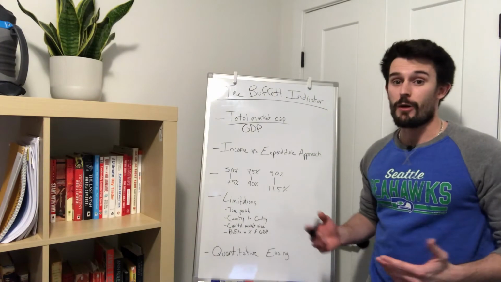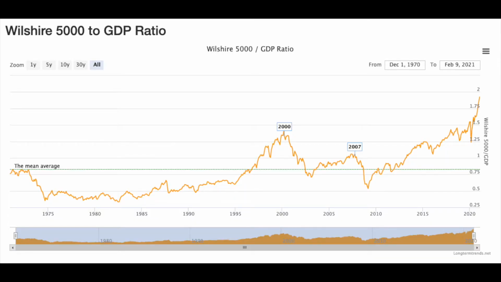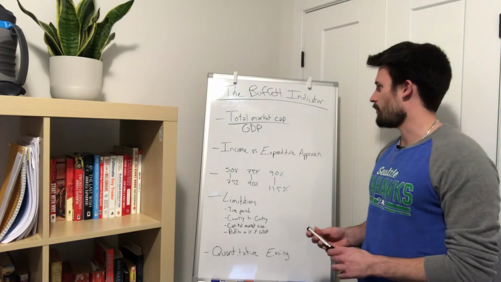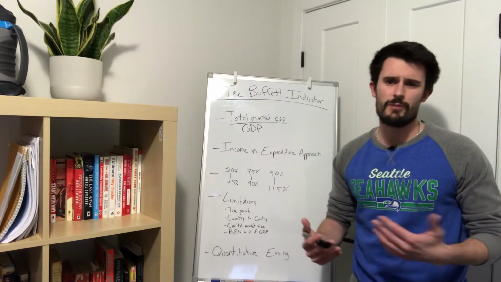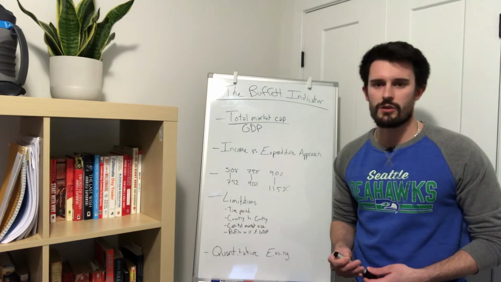Okay, in today's video, I want to talk about that famous Warren Buffett indicator. If you follow me on Instagram or Twitter or Facebook, you would have seen me post earlier this week that it's reached a new all-time high, okay? And this is what Warren Buffett has always said is the single best measure of valuations at any given point in time, but it doesn't come without its limitations. I want to talk about that in this video. So let's go ahead and get started, okay?